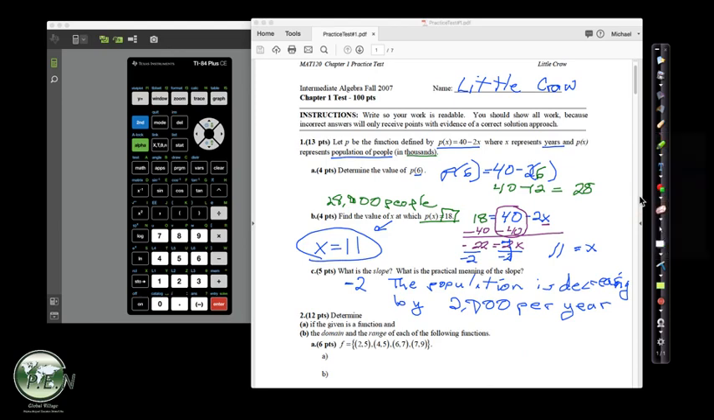Let's go back to green. Determine if the given is a function. So first, is this a function or not? We've got inputs of 2, 4, 6, and 7. No repeated inputs, so it's guaranteed to be a function. Each input has its own output. So if the given is a function, okay, yes, it's a function.